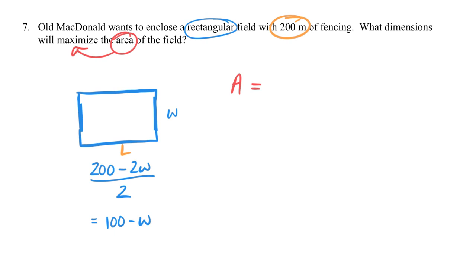Well, I'm going to go back to my orange 200 meters of fencing. I know that that is the perimeter of a generic rectangle. So, if I have a perimeter of 200, then I can sub it in. Well, now, since I know I can't use that orange L, I need to rewrite that L in terms of W. I'm going to take my orange equation and rearrange it to solve for L. That means let's get rid of the 2W.